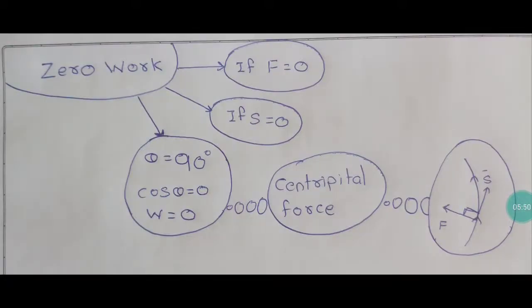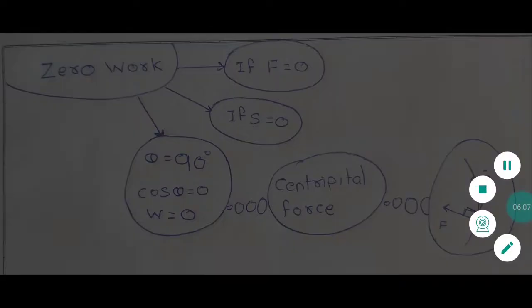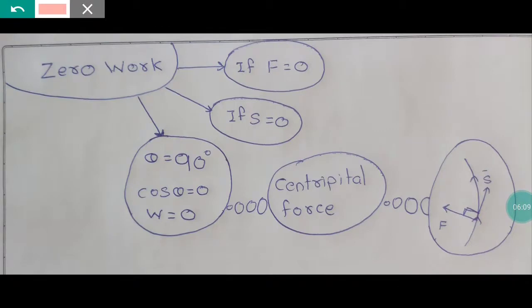So now if you have understood the basic concept of work done, let us discuss in which of the cases the work done will be 0. The first case: if F equals 0, the work done is also 0. Now let us understand this first equation, F equals 0.